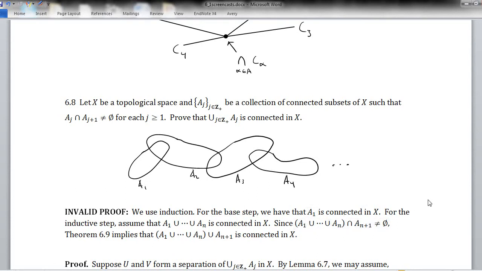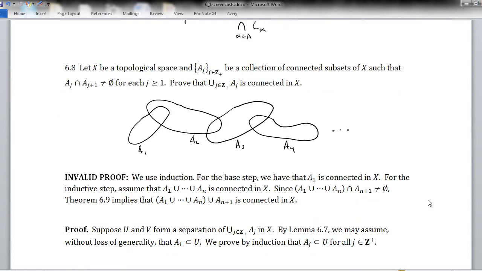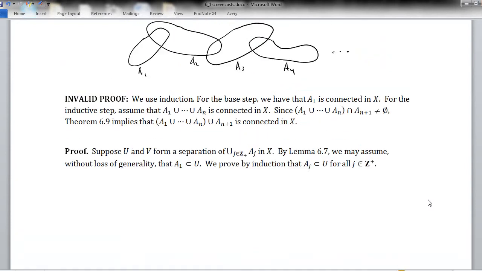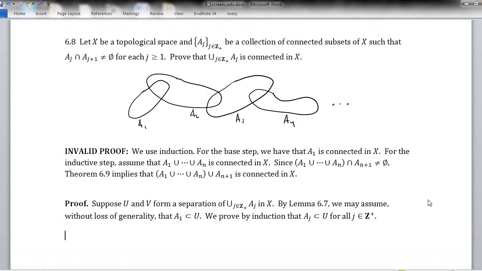I've shown that you can go as far as you want in taking the union of these subsets, and that'll be connected. But we don't know that you can take all of them at once, right? Okay, so we need to do something a little bit different to obtain that. So we need to get down to the definition of connected a little bit. So here's the proof that it's actually going to work. Suppose U and V form a separation of the union of all of these A sub j's in X.